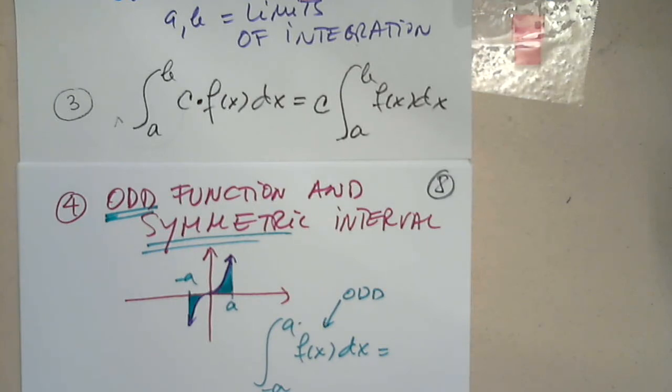The answer is, this is the positive area, this is the negative area. They must be equal because the function is odd. So then the answer must be 0.